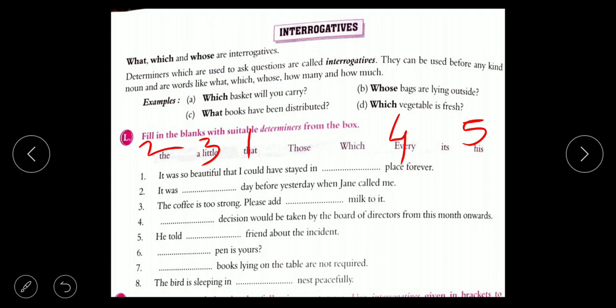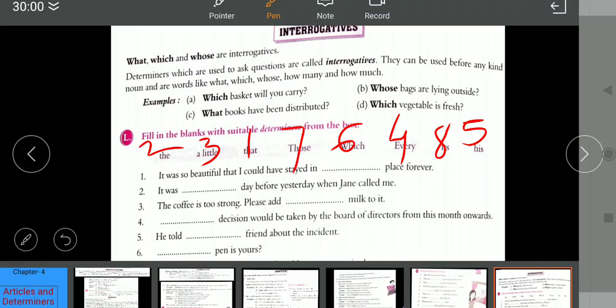Sixth one, which pen is yours? Seventh one, those books lying on the table are not required. Eighth one, the bird is sleeping in its nest peacefully. Its is a possessive pronoun. Next question.